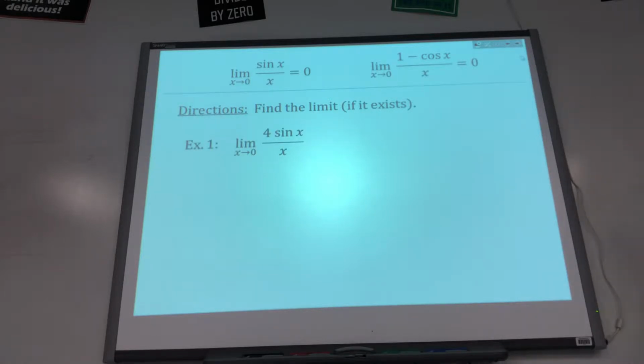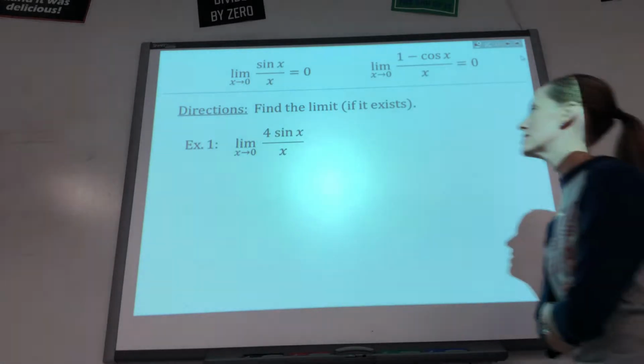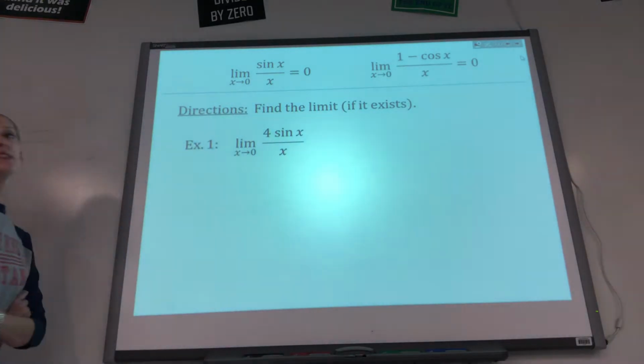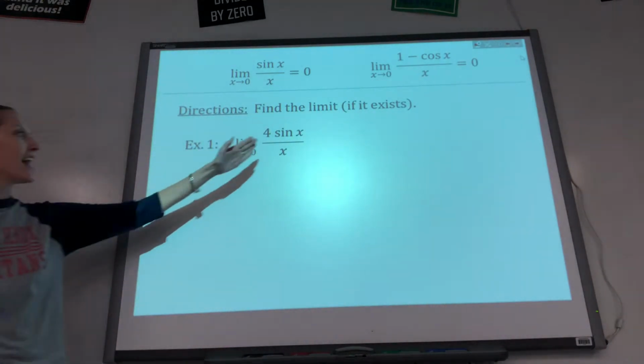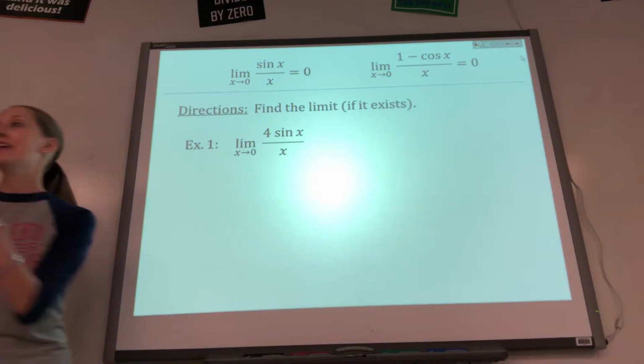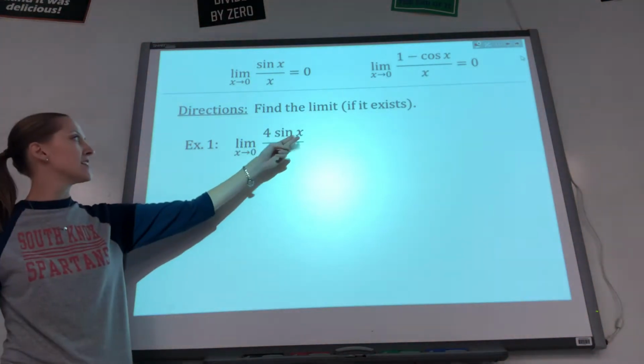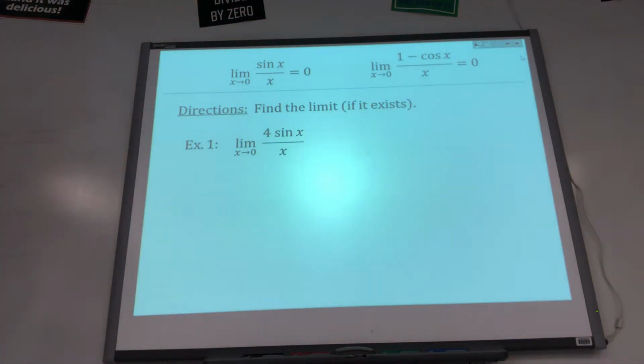Okay, so here is example 1. It says the limit as x approaches 0 of 4 sine of x over x. Now, first thing you want to remember is that you can't cross out those x's. It's tempting, but that x is with the sine, so you can't do that.